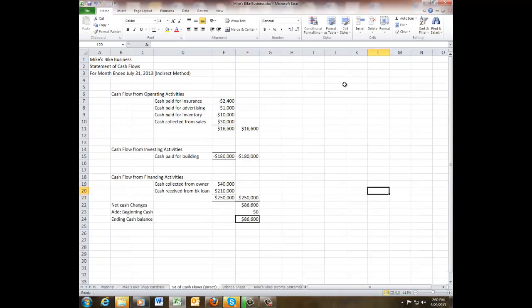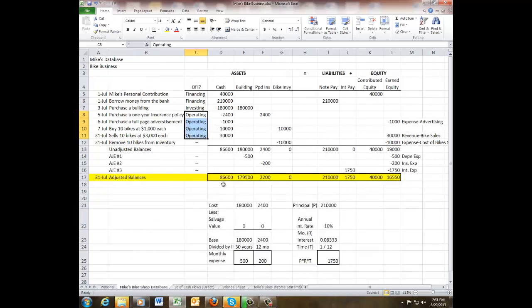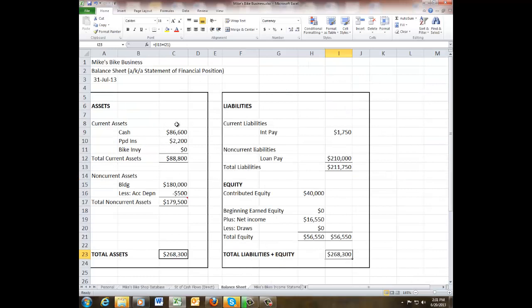So as you can see here, cash flow from operations was $16,600. He spent $180,000 on investing activities, and he took in $250,000 from his financing. Therefore, his cash went up a total of $86,600. He started with zero, so his ending balance in cash is $86,600, which you see here in his database, and you can also see that in his balance sheet right there.